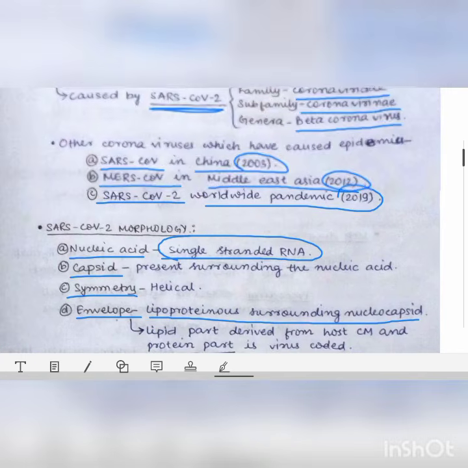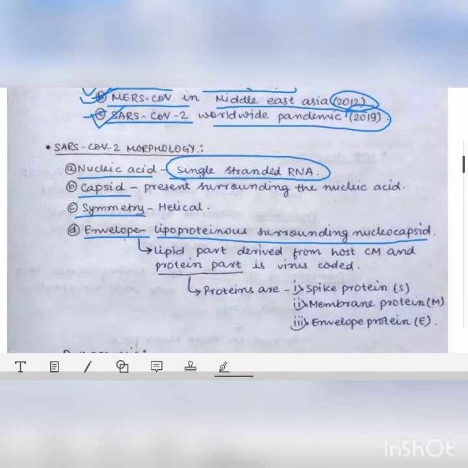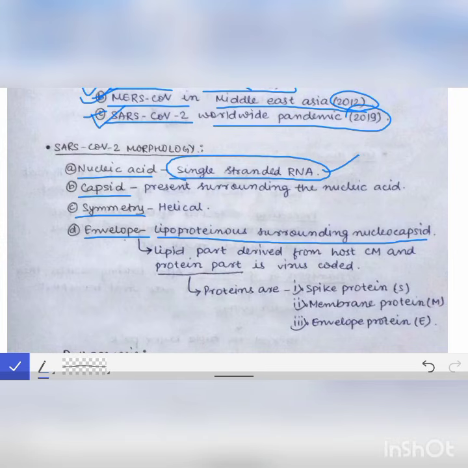In fact, SARS-CoV, MERS-CoV, and SARS-CoV-2 are all enveloped RNA viruses, and they all belong to the Coronaviridae family. The nucleic acid is the RNA, and when there is nucleic acid, the capsid is always present surrounding it, and the subunits are called capsomeres. The symmetry is helical symmetry, and the envelope is lipoproteinous in nature. The lipid part is derived from the host cell membrane, and the protein part is virus coded. This we have already discussed in general virology.